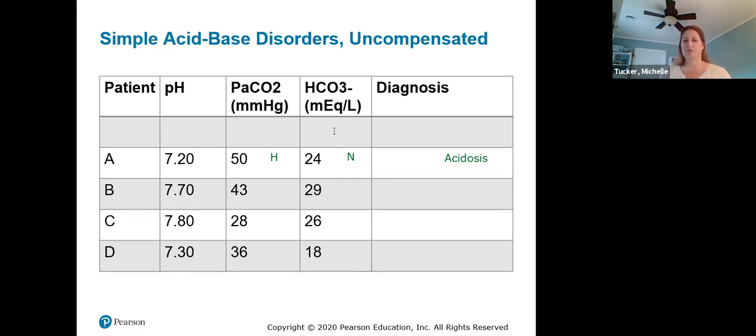So which one is it? Which one is not normal? Very good. So then you finish the diagnosis with respiratory. So this is respiratory acidosis. Then we're going to go to the next one. 7.7 is, okay, so we're just going to start with alkalosis. PaCO2 is high, normal, or low?